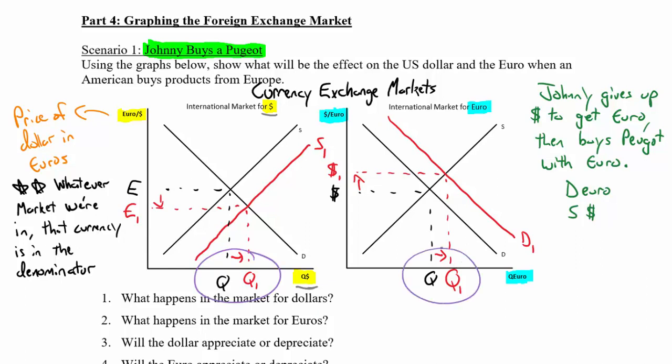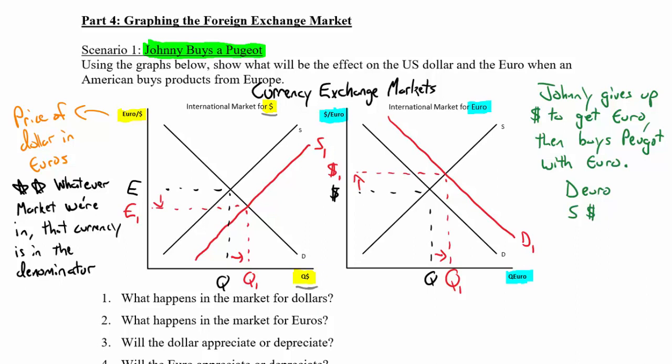What we're really going to be focused on is the prices. Did the dollar appreciate, where it gains value and it's more expensive, or did it depreciate, where it loses value and it's less expensive? What happens to the quantities, and if they increase or decrease, that will not be asked, and it will not be a big focus of this class or on any of the tests that you might see. So just to quickly look through this, Johnny gives up dollars to get euros.